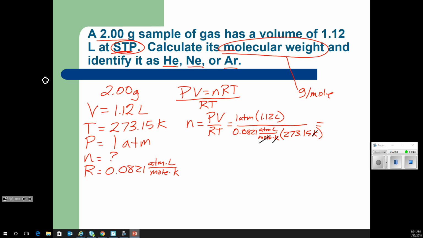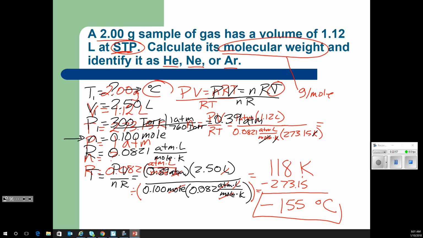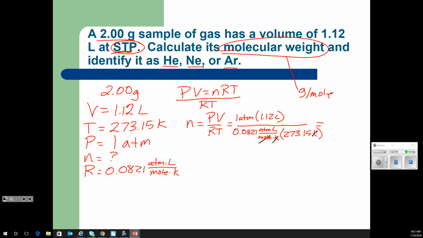Oops. Nope. Sorry. Ignore this one right here. I oopsed. Okay, liters and atmosphere, I should get moles.